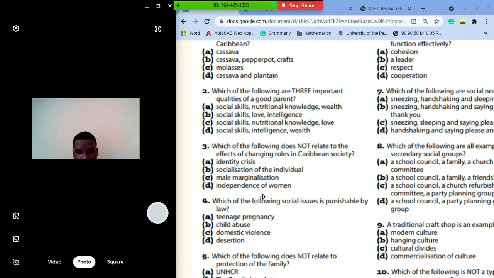4. Which of the following social issues is punishable by law? This one goes to Talia.